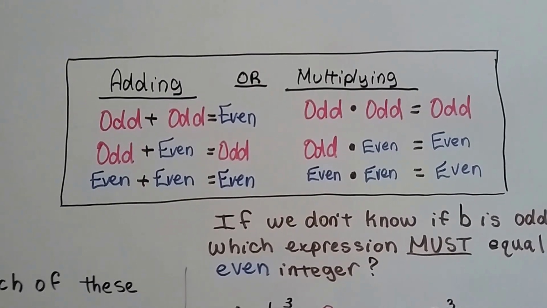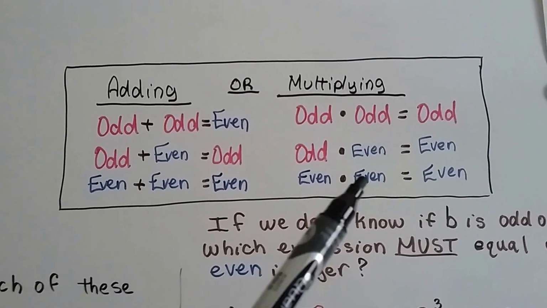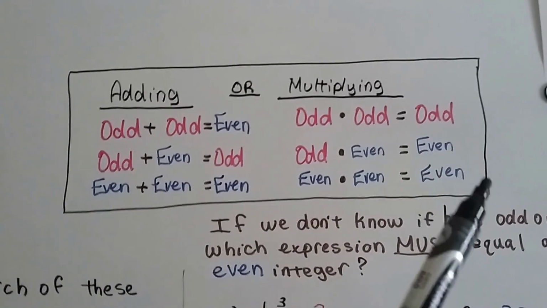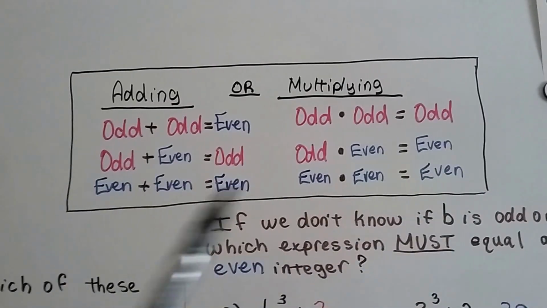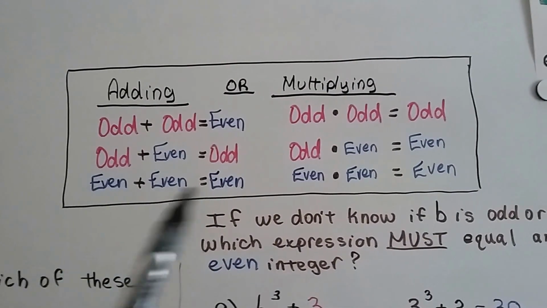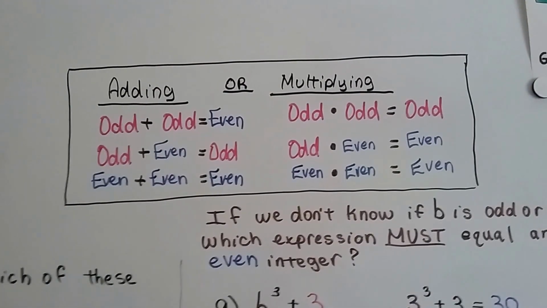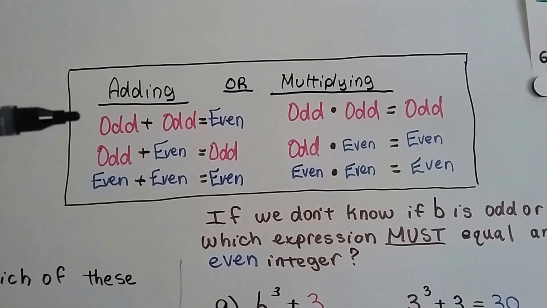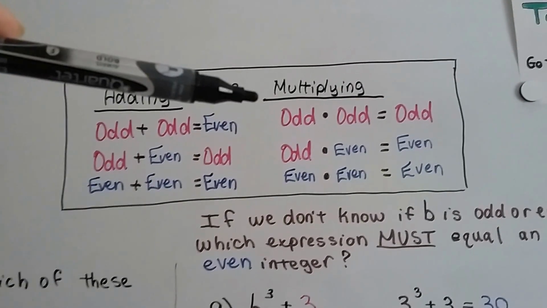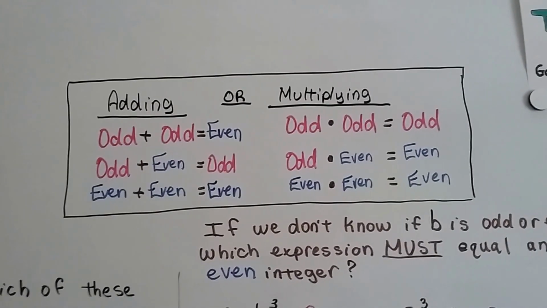All right, so there's the adding on this side and the multiplying on this side. And it's really obvious that multiplying or adding evens is just even straight across, isn't it? But the odd ones, when you add them, it's even. And when you multiply them, they're odd. Isn't that strange how it does that? So here's the first problem.